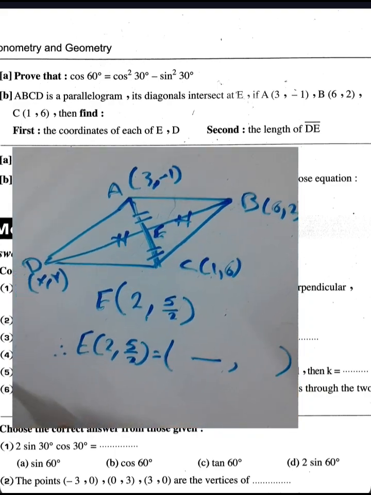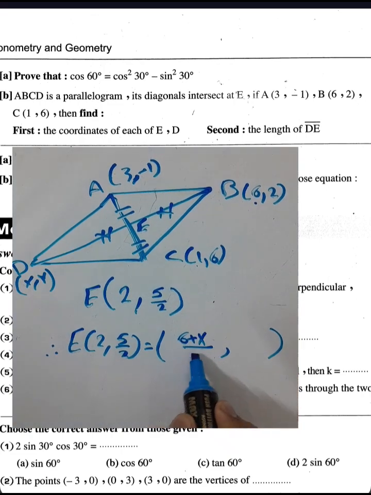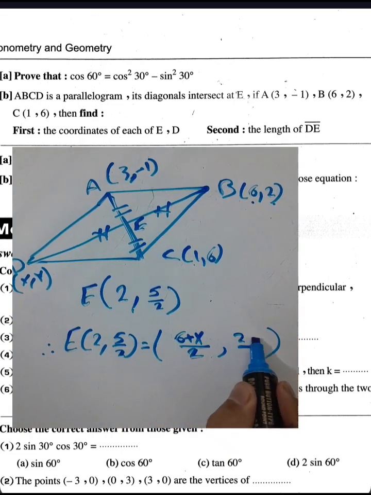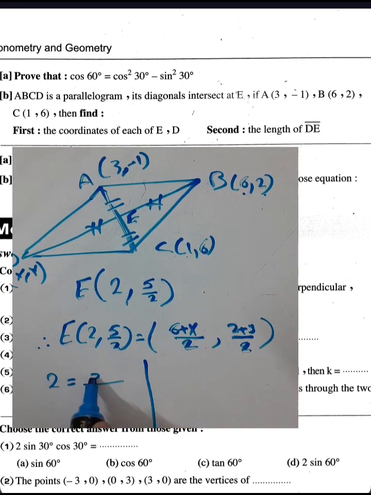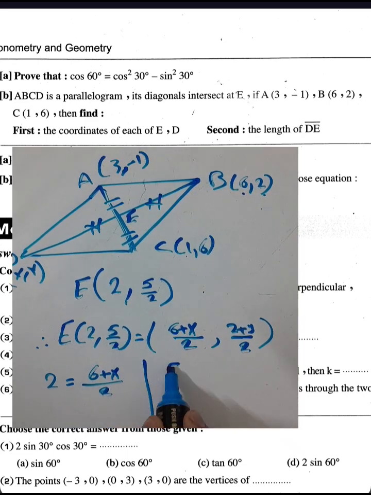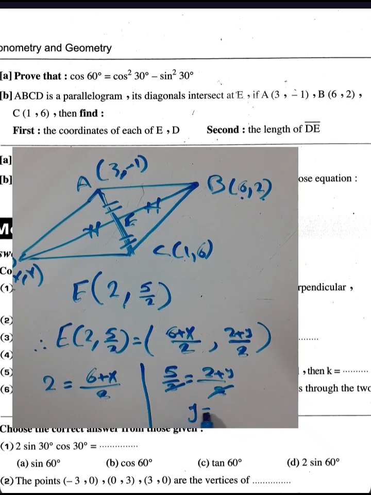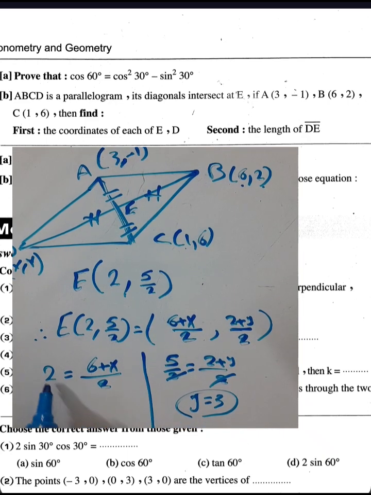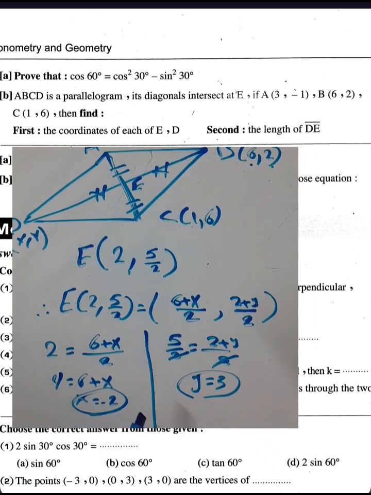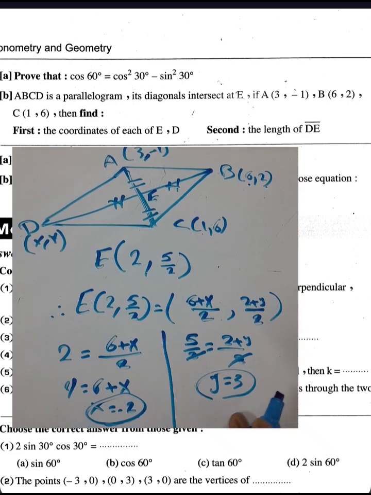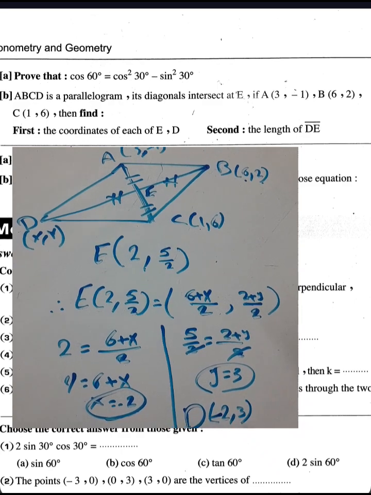Then E, 2 and 5 over 2, we can write between D and B, because E is the midpoint between B and D. Then the coordinates of E equal 6 plus X divided by 2 and 2 plus Y over 2. And then you can write 2 equals 6 plus X over 2, and 5 over 2 equals 2 plus Y over 2. You can cancel 2 by 2, then Y equals 3. And 2 times 2 is 4, 4 equals 6 plus X, then X will be negative 2. We have the value of X negative 2 and the value of Y equals 3. Then the point D will be negative 2 and 3.